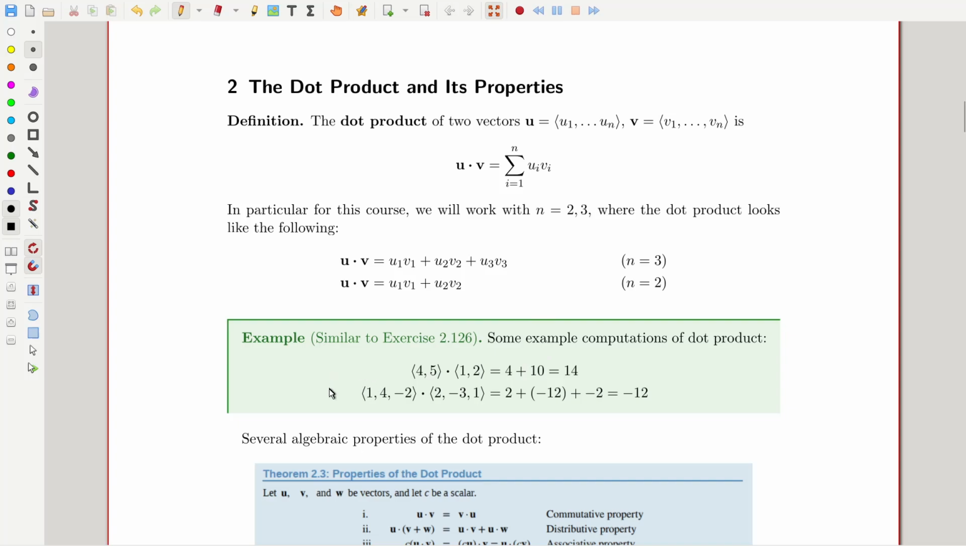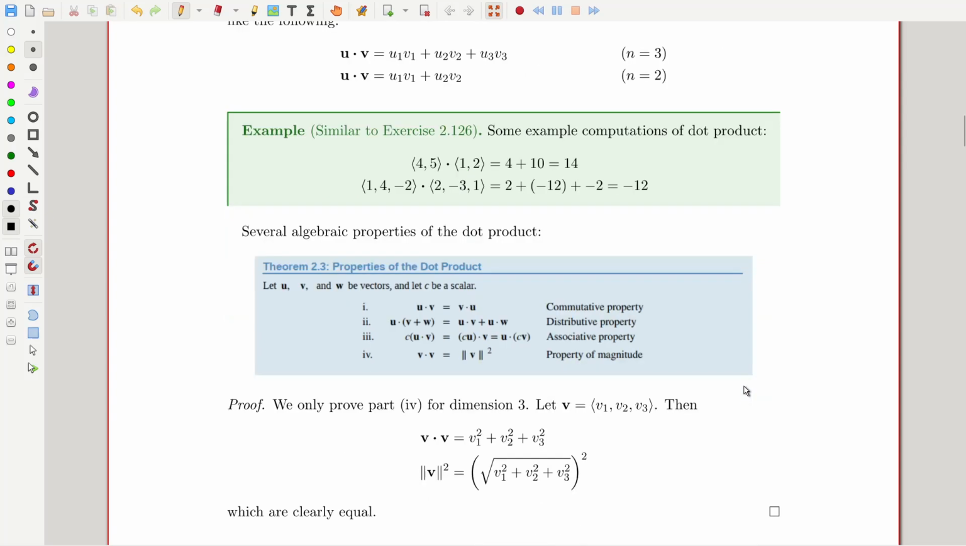And here is an example of computing dot product. So if you're given two vectors in two space, the vector 4, 5, and you want to dot it with 1, 2, you end up doing 4 times 1 plus 5 times 2, which gives you this computation. If you're given a vector 1, 4, -2, and 2, -3, 1, and you want to take the dot product, it's 1 times 2 plus 4 times -3 plus -2 times 1, which is the rest of this computation.